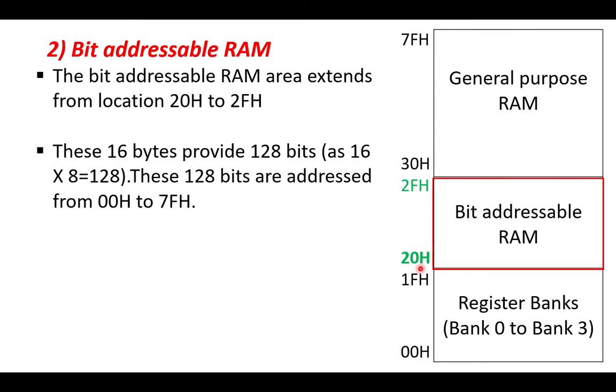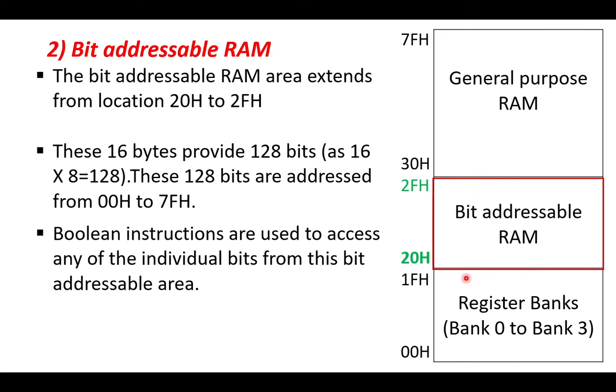If you count 20H, 21H, 22H up to 2FH, these are 16 bytes. And as these are 16 bytes and each location has 8-bit storage capacity, 20H location can store 8 bits of data, 21H will store 8 bits of data. Similarly, all these 16 bytes will store 16 into 8, that is 128 bits. So it stores 128 bits if you are using it for storing bits.